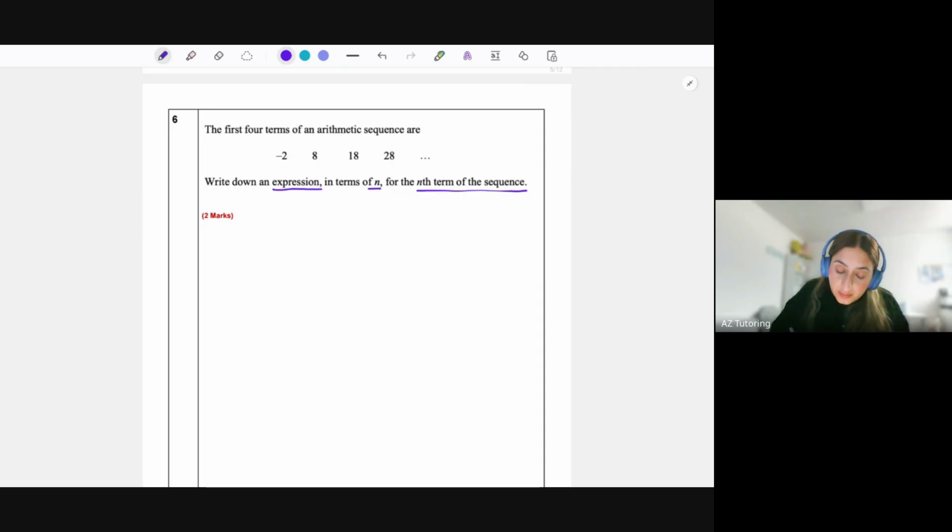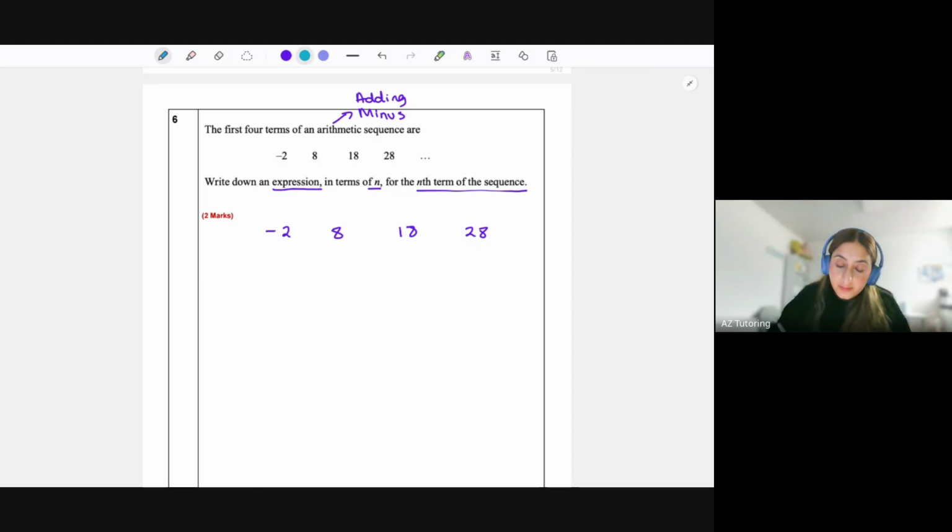So how you do this is, I'm just going to write it down here, -2, 8, 18, 28. And with an arithmetic sequence, you're either always going to be adding as you're going up, so increasing by adding a value, or decreasing by minusing a value. So arithmetic is always adding or minusing. It's never times and divides. We'll explain a bit about that after.